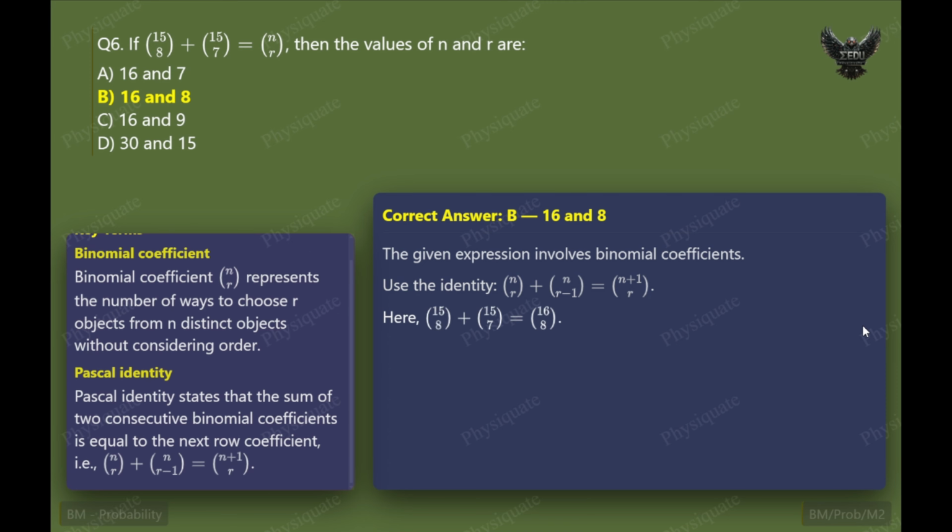Here, C(15,8) + C(15,7) = C(16,8). Comparing with C(n,r), we get n equals 16 and r equals 8. Hence, the correct answer is 16 and 8.